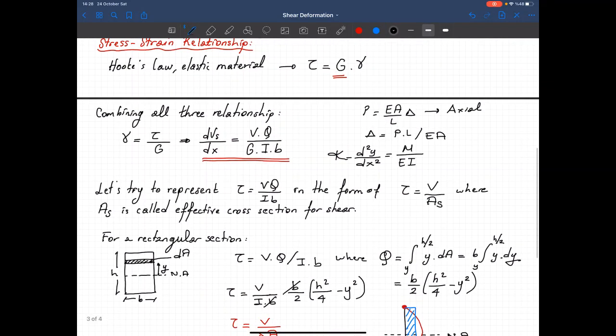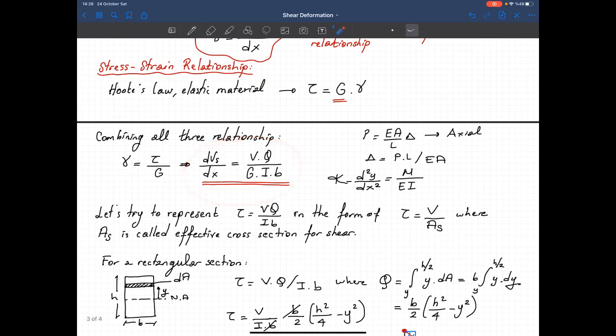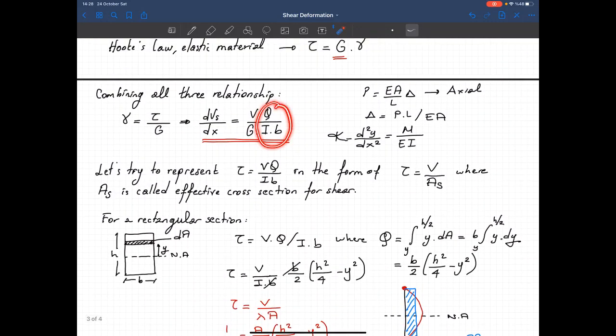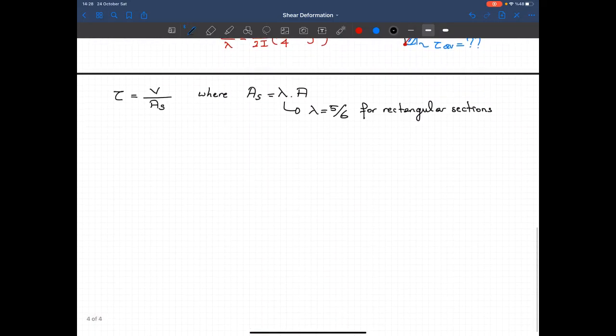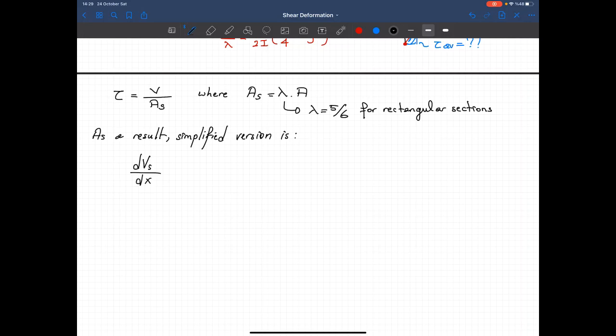Now, if we come back to this equation one more time, instead of using this, I can write the following. Instead of using that portion, we have G here. Okay, I can write the following equation. So as a result, the simplified version is as follows: dVs divided by dx is equal to V divided by G times As, and this is the differential equation for shear deformation, or the shear versus deformation relationship.